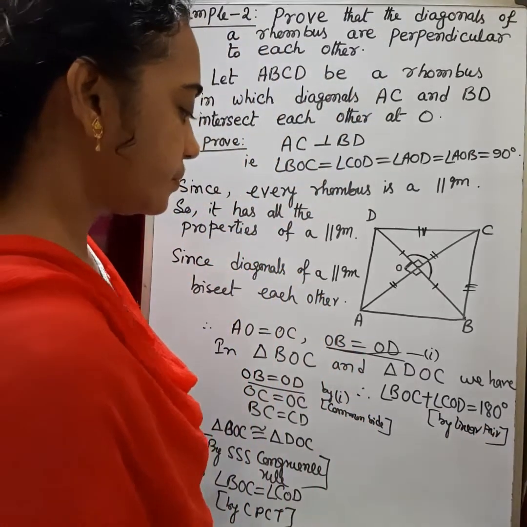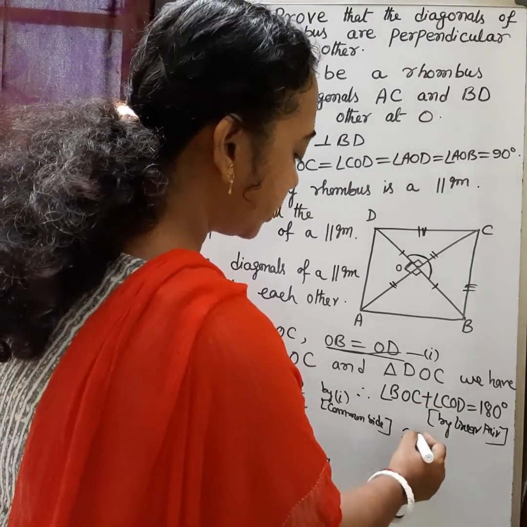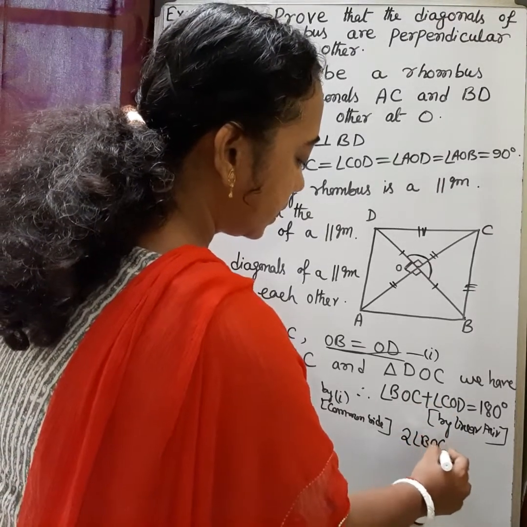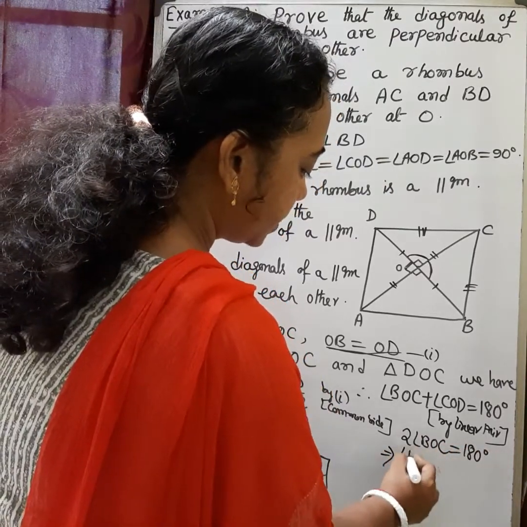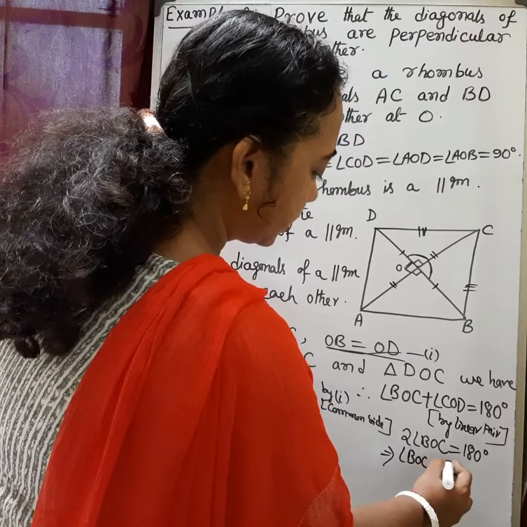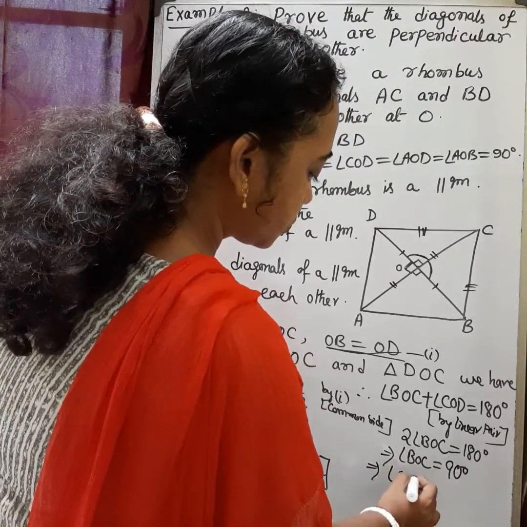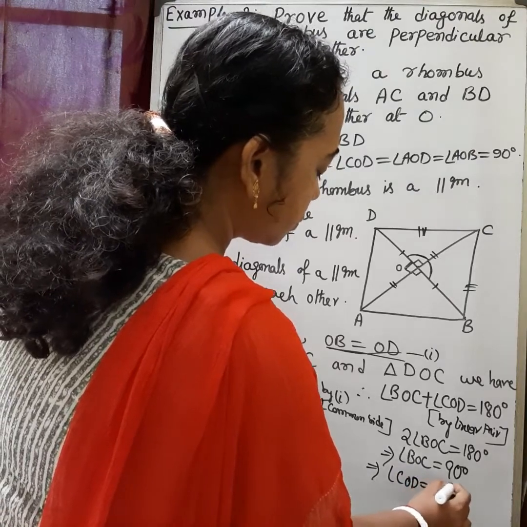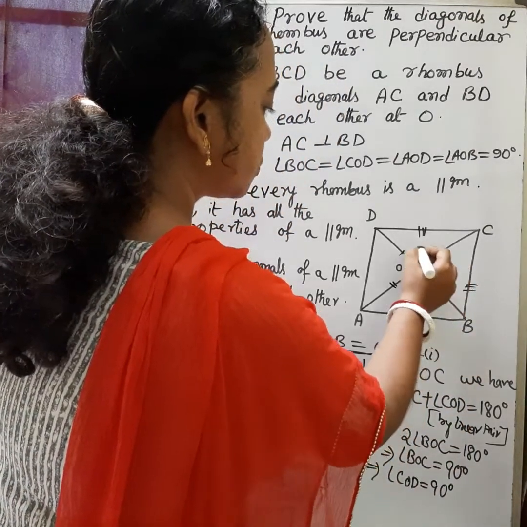Now, since these two angles are equal, so we can write 2 into angle BOC is equal to 180 degrees. So this implies angle BOC is equal to 90 degrees. So which also implies angle COD is also equal to 90 degrees. So according to this we got here 90 degrees. This is also 90 degrees.